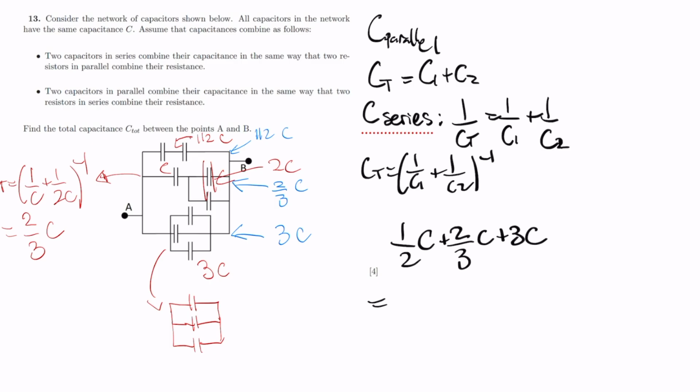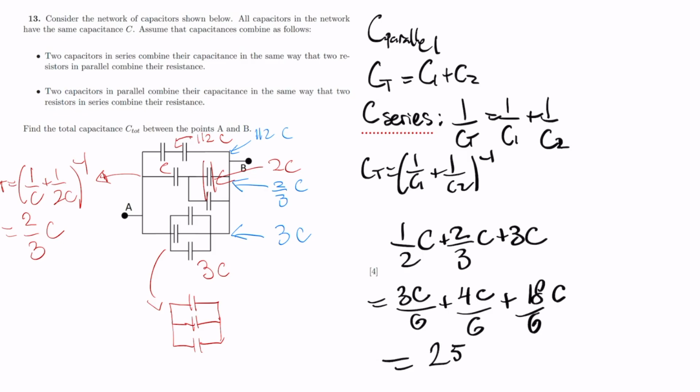Okay, so let's put all of these into a common denominator. What is that going to give me? 3C over 6, plus 4C over 6, plus 18C over 6. Adding them all together, we're going to get 25 over 6 C.